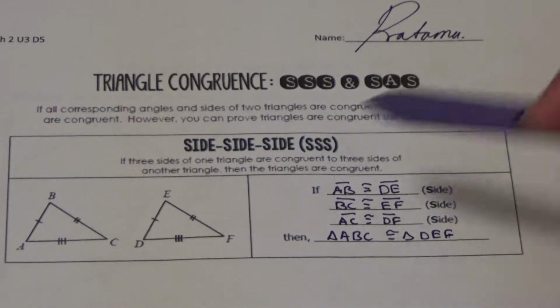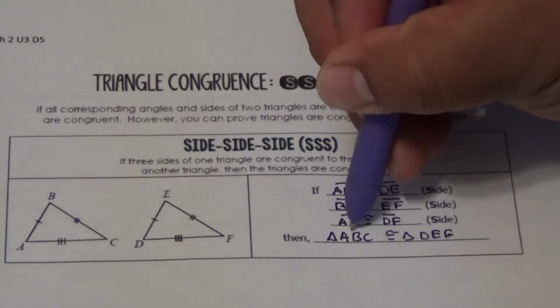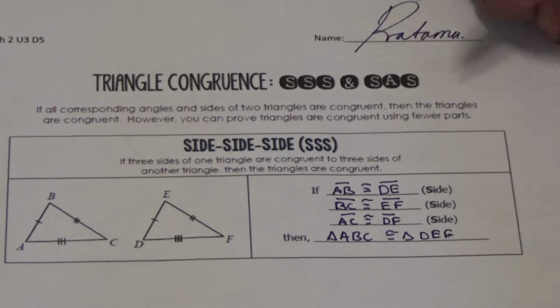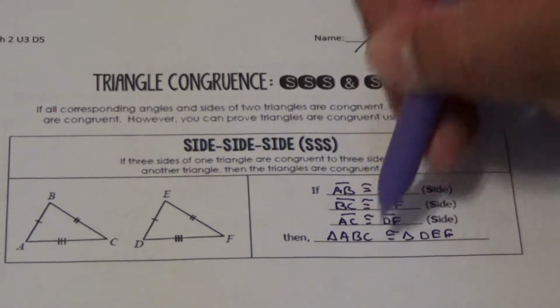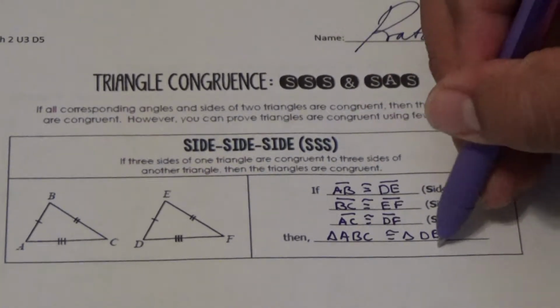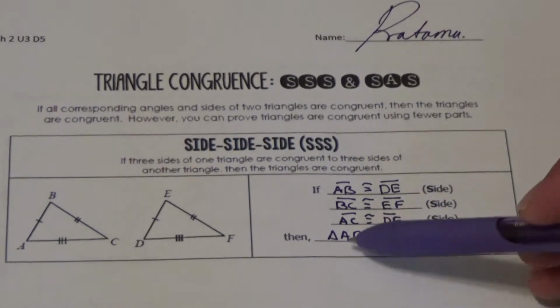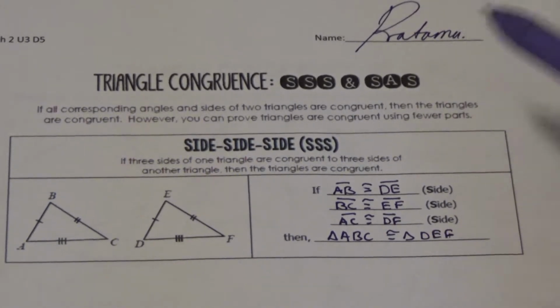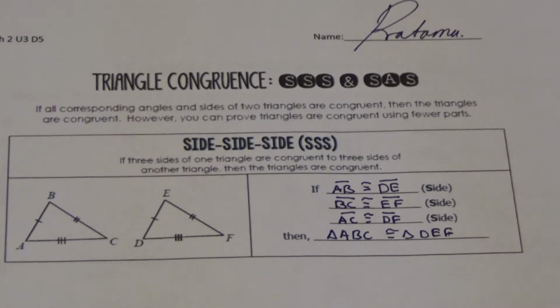And don't forget, side AB got to correspond to what side? Side DE. Side BC got to correspond to what side? Side EF. And lastly, side AC got to correspond with side DF. Right? So the same thing like similarities. All those rules apply. The way you name the triangles and the way you get the parts that are congruent and corresponding as well.